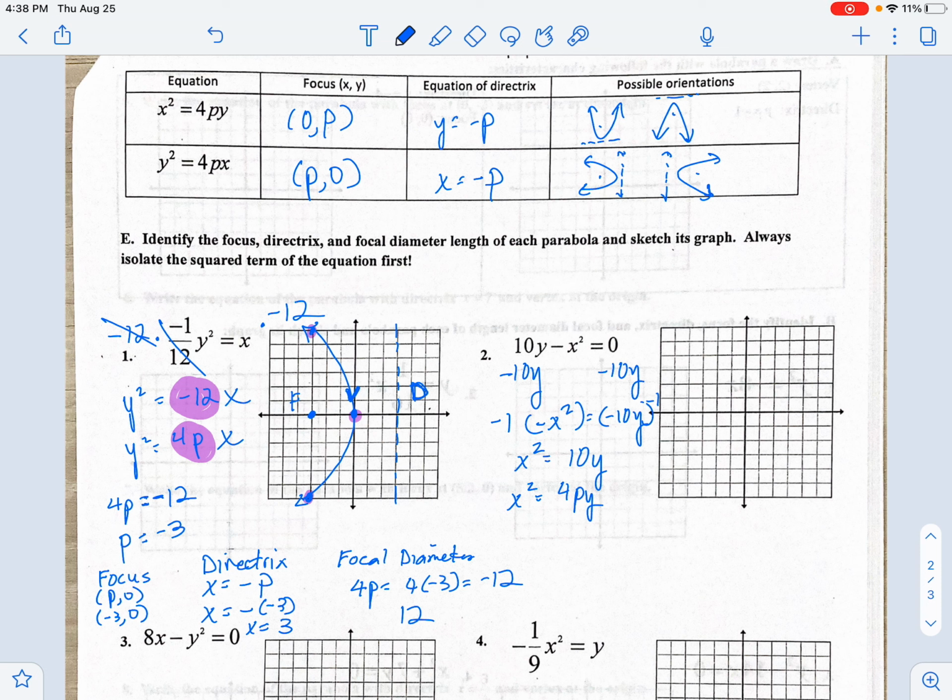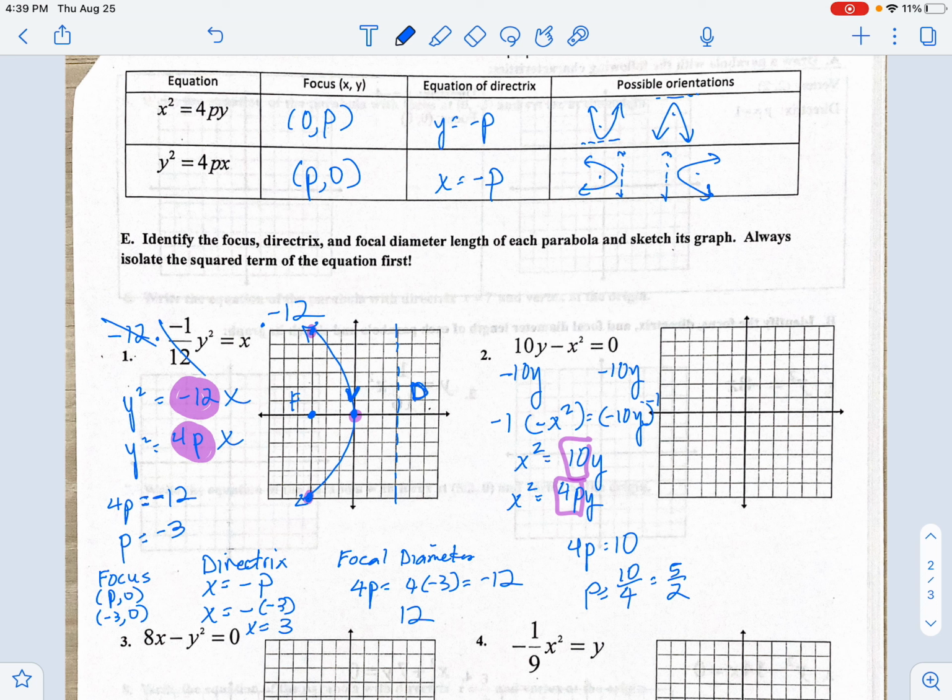All right. Again, 4p is equal to 10. So I'm going to set that equal to each other and get my p-value. We're going to end up at a fraction. That's okay. Sometimes we do. All good. So p is going to be 5 over, actually 10 over 4. Jumped the gun there. But when you simplify, that's going to be 5 over 2.